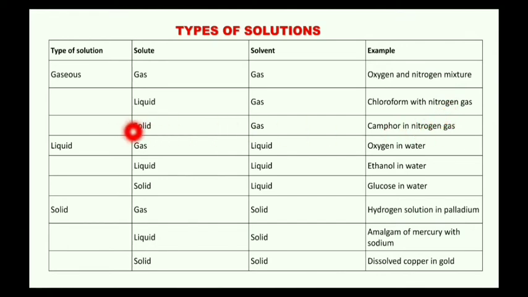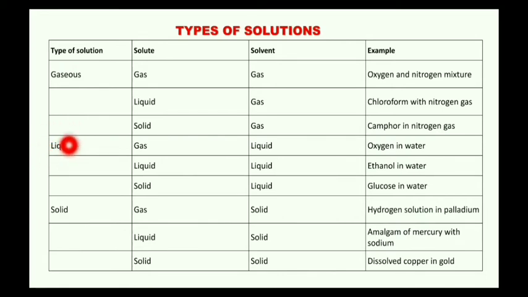Similarly, the third type of gaseous solution is where a solid solute is dissolved in a gaseous solvent. The example is camphor. Camphor, which is solid in state, is dissolved in nitrogen gas, which is the solvent. So this results in the formation of a gaseous solution where solid camphor is dissolved in nitrogen gas, which is the solvent. So we have understood the first type of solution, that is, gaseous solutions.